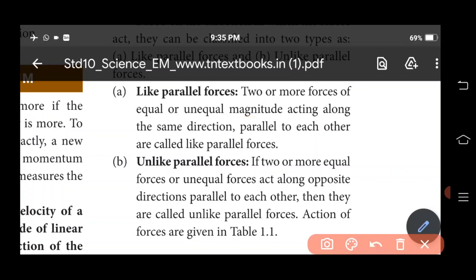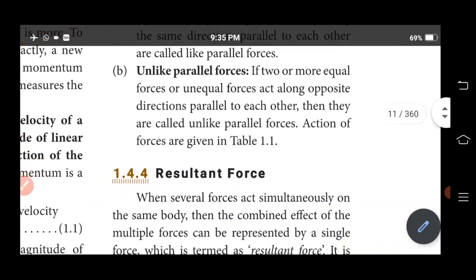So first, we are learning types of forces based on the direction. First one is like parallel forces: two or more forces of equal or unequal magnitude acting along the same direction, parallel to each other. And then the second one is unlike parallel force.